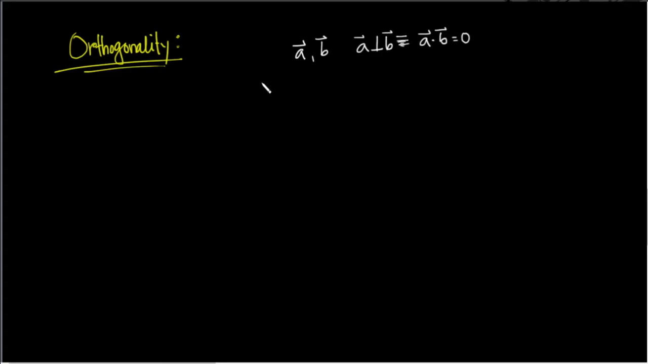So we use the term perpendicular for physical vectors. When we talk about more abstract and higher dimensional vectors, we don't use the term perpendicular, we use the term orthogonal. But conceptually they are very similar. For physical vectors we defined perpendicularity using this relation: if the dot product of two vectors is 0, then we call them perpendicular.